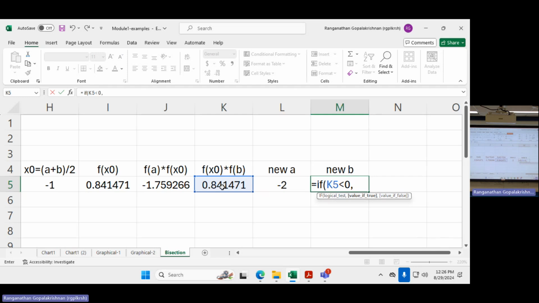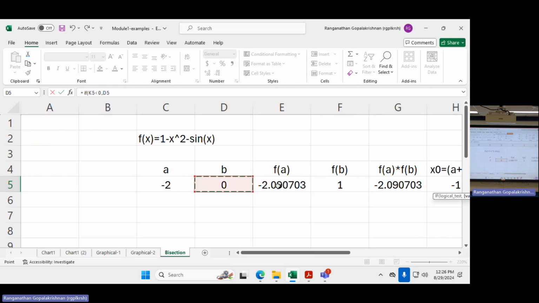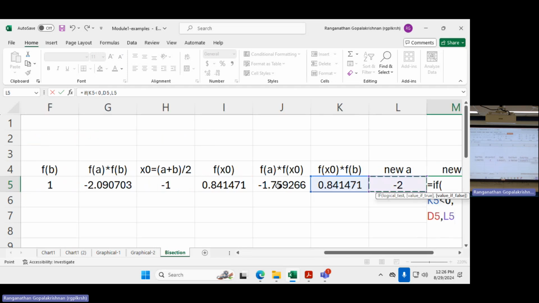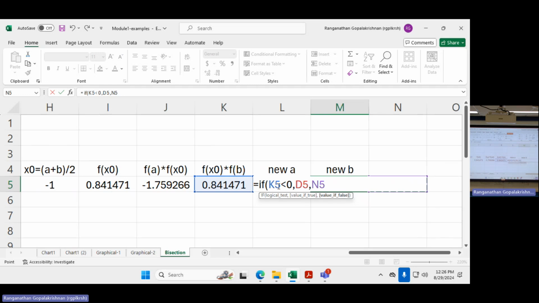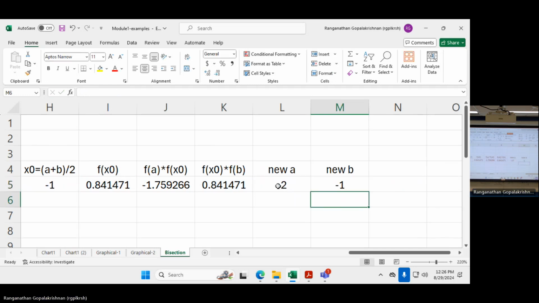So if K5 is less than 0, then new B is simply the old B. And if it is otherwise, that is, it can either be negative or positive. An if statement has only two outcomes, either yes or no, right? Otherwise, it becomes X naught. That is the first iteration.